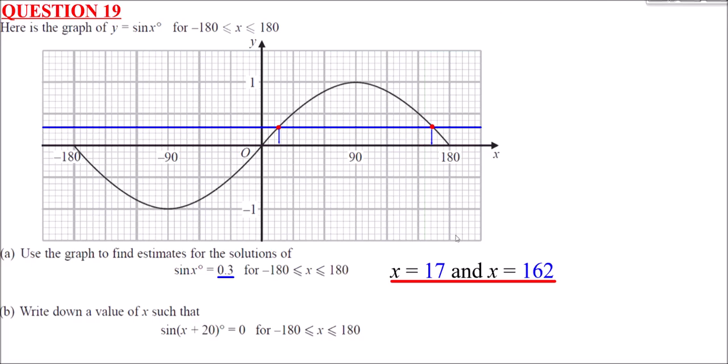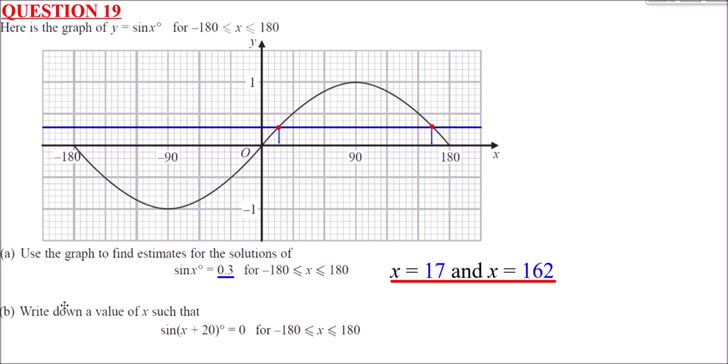If you are wondering, well, how close do I need to be to get the marks? The first value here needs to be in between 15 and 18 degrees inclusive, and this value here needs to be in between 162 and 165 inclusive. So as long as your estimates are within those bounds, you'll get full marks.